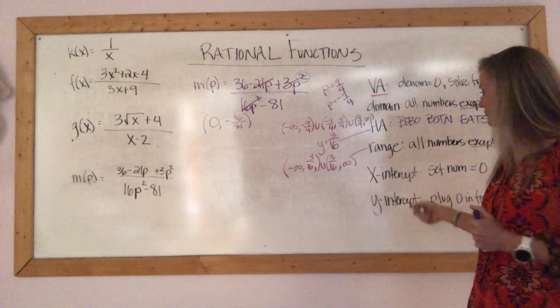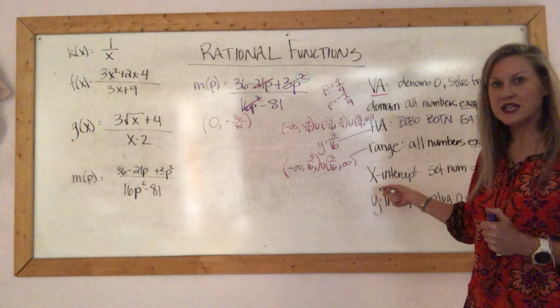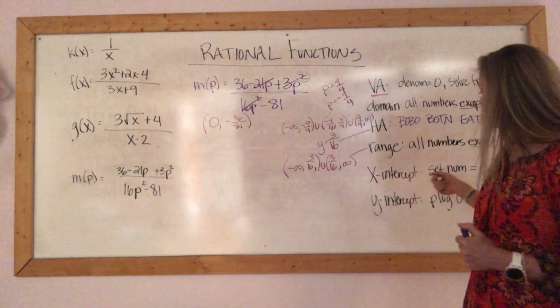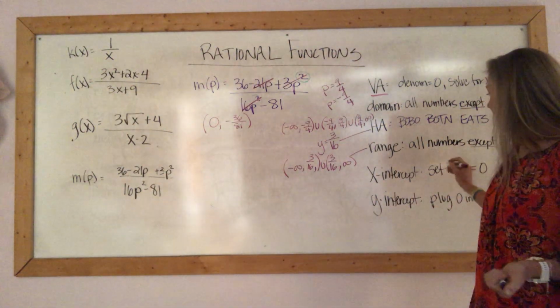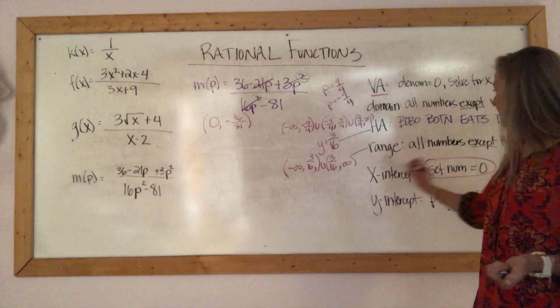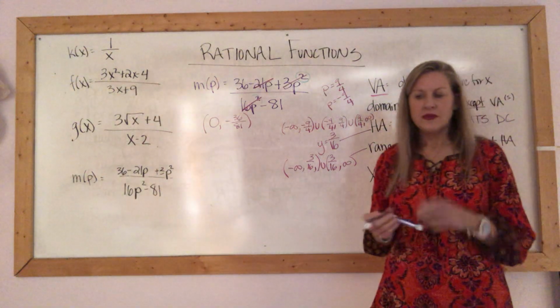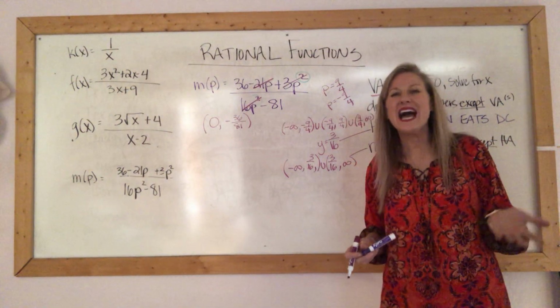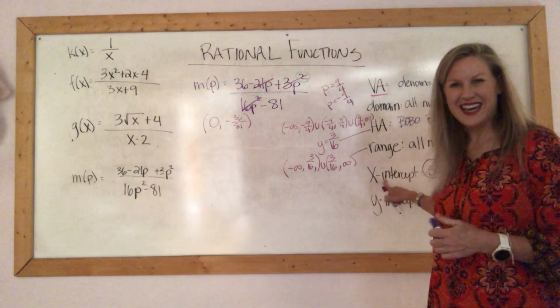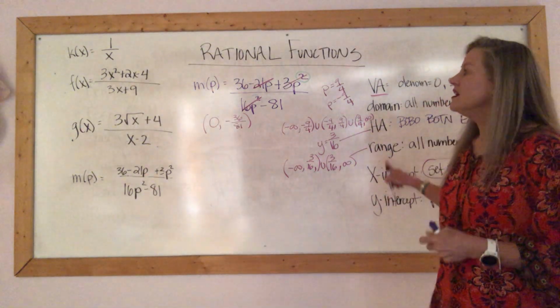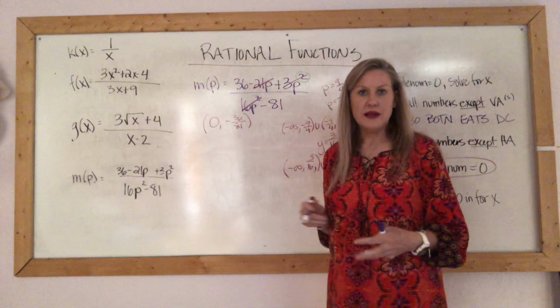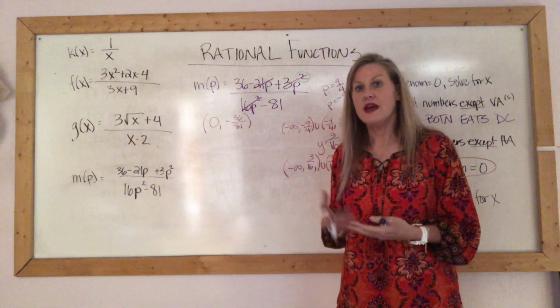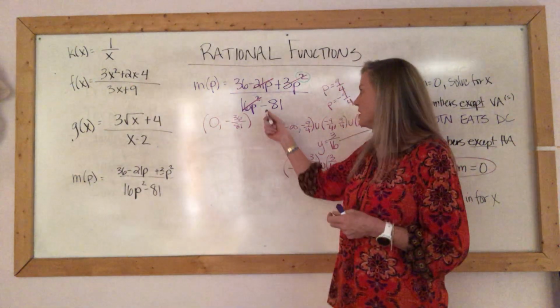To find the x-intercept or intercepts, there could be more than one, I'm going to set the numerator equal to 0. And I hope you're thinking, well, Katie, you just told me in another video that anytime you want to find the x-intercepts, you plug a 0 in for y. Well, I am. I'm doing that in this example.